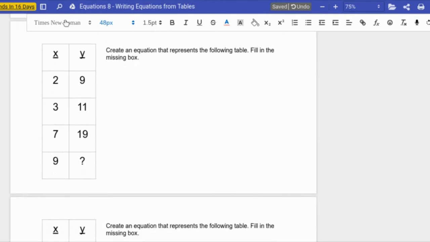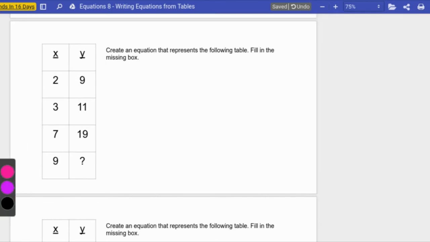Okay, this is a vertical table, but it works exactly the same way. So we're looking for, how do I get from X to Y? What is it that I'm doing to my X that gives me that output? So I check addition first and say, am I adding the same thing? 2 plus 7 is 9. 3 plus 7 is 10. It's not 11, so I'm not adding. I can't get to 9 by multiplying 2 by a whole number, so that's probably not it.